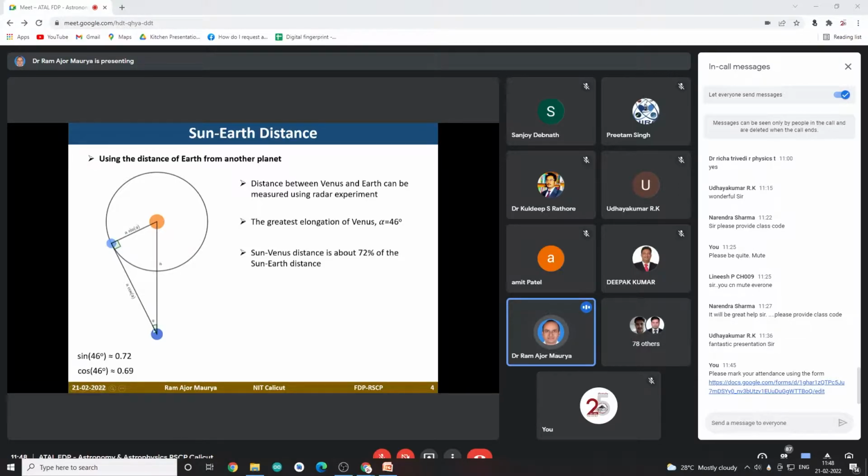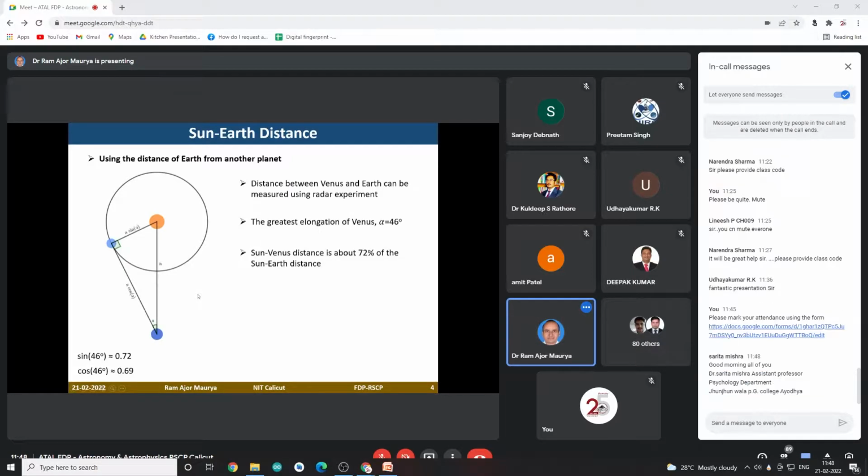Using a radar experiment, we can find the distance between Venus and the Earth. So we know this distance, and this angular distance we can find. Using these two and simple trigonometry, we can find the distance between Sun and Earth. That is called 1 astronomical unit. You will find that if this distance is a cosine alpha, that is the distance between Venus and Earth, which you know, then based on that you can find the actual distance.